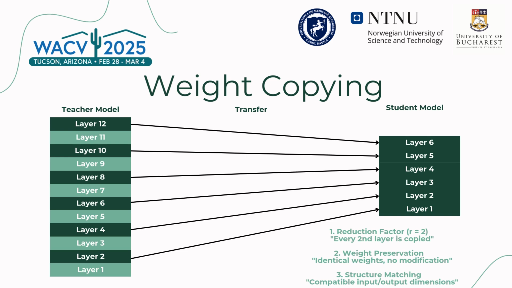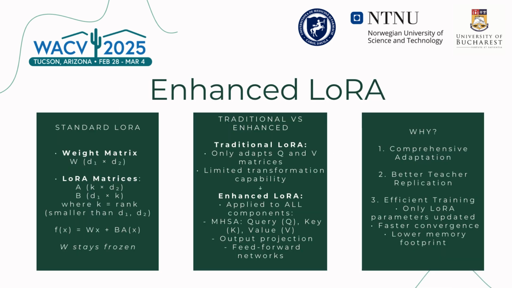A key component of our setup is weight copying. We initialize the student by keeping every R-th layer, where R is the intermittence factor previously introduced. This allows for a direct transfer of knowledge from the teacher. Rather than starting from scratch, we preserve learned features and maintain layer functionality. This gives us a strong starting point with compatible layer structure. Second, enhanced LoRA. Unlike standard LoRA, we apply it comprehensively to all transformer components: the queries, keys, values, output projections, and feed-forward networks. This comprehensive adaptation is crucial for better knowledge recovery and improved feature preservation.